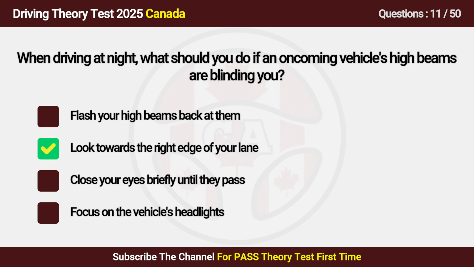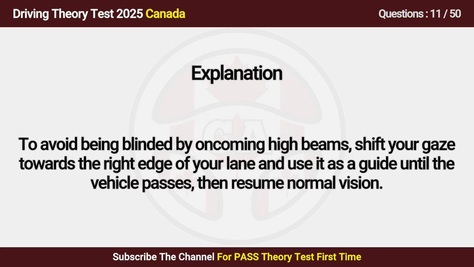Answer is B. Look towards the right edge of your lane. To avoid being blinded by oncoming high beams, shift your gaze towards the right edge of your lane and use it as a guide until the vehicle passes, then resume normal vision.